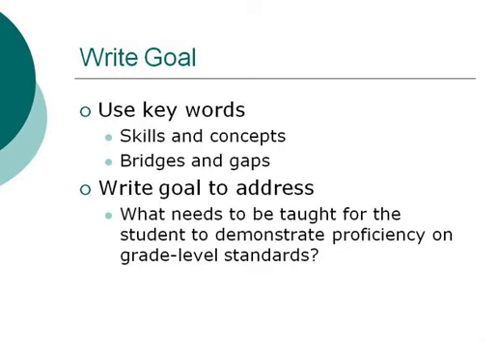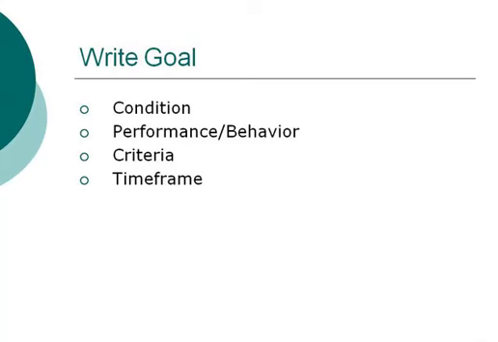To write our goal, we want to use the key words we identified on the word bank, taking into consideration the skills and concepts and the bridges and gaps that Luke has. We are going to write the goal so it is something that can reasonably be accomplished in the year, and so it will progress him towards grade level proficiency. We need to make sure when writing the goal we include the condition under which he will perform the task, the performance of the behavior that we would expect him to perform, the criteria we expect him to perform at in order to meet the goal, and the time frame in which we expect this to be done.